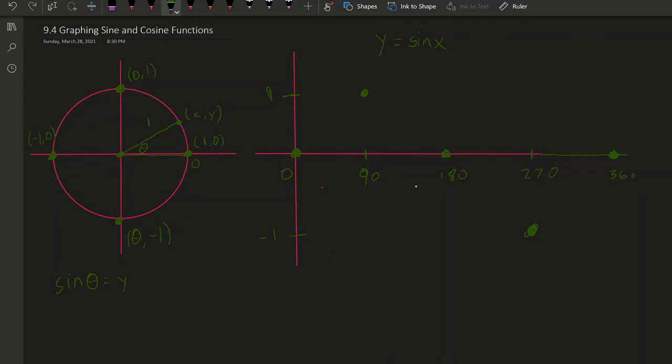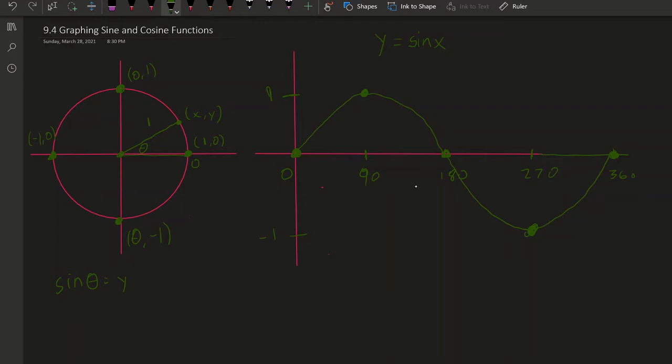Now connecting these, they won't go exactly in a straight line, so I'm just going to estimate a curve, and that's going to go like this. And there is the start of y equals sine x. And I say it's the start of y equals sine x because sinusoidal functions repeat each other. So you can see that if I were to keep on going past 360, this pattern would repeat over and over and over again.